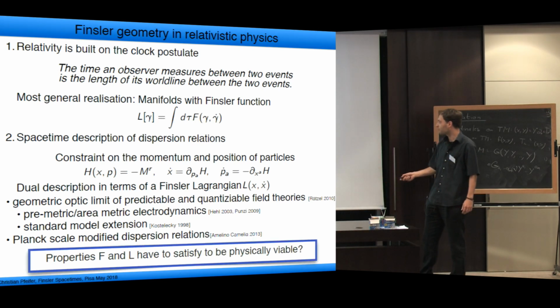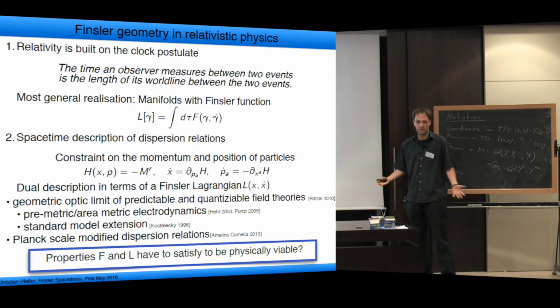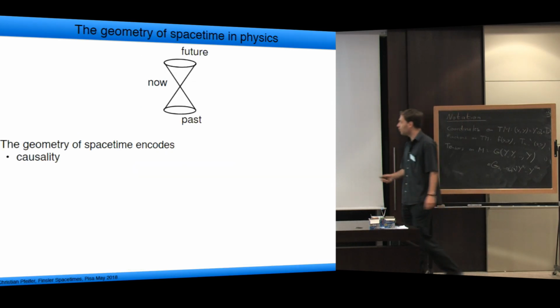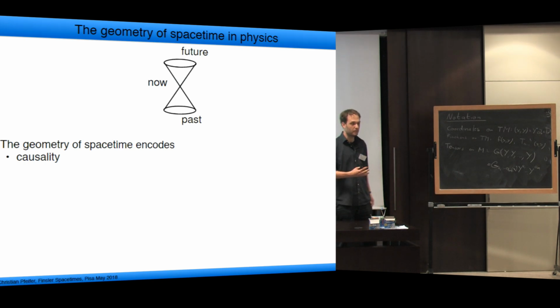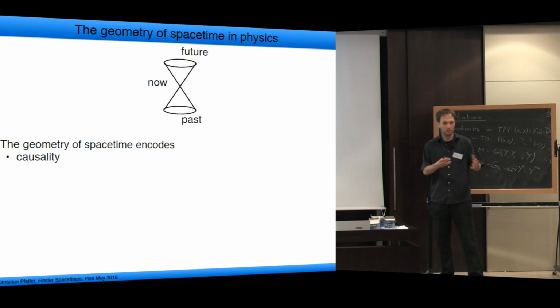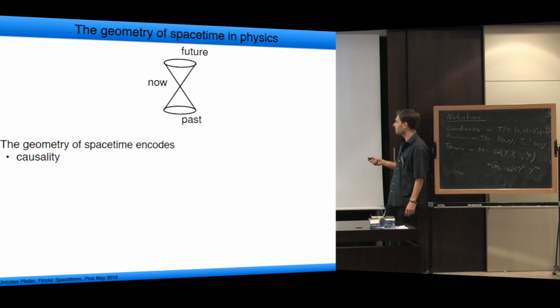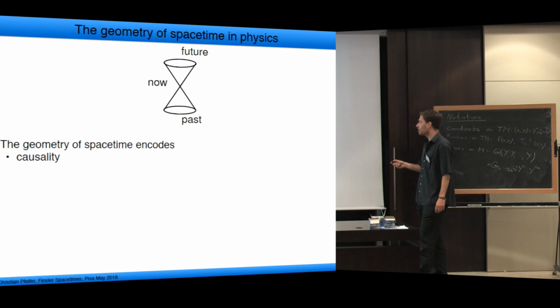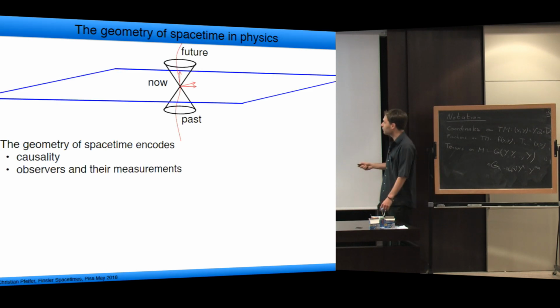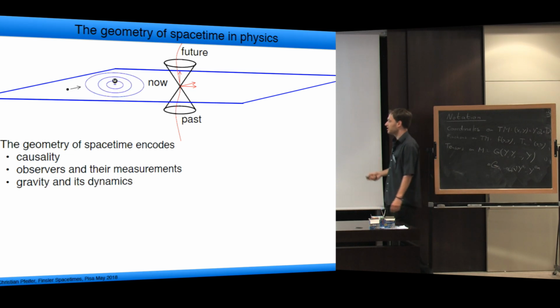And I want to discuss what kind of properties such a Finsler function or a Finsler Lagrangian must have to be physically viable from my point of view. And to do that, let me recall the role of the geometry of space-time in physics. It is threefold. Namely, that the geometry of space-time encodes causality. That was also discussed in the previous talk already. So from a point we call now the causal structure tells us which events in the future can be influenced and which events in the past influenced the events at this point. Moreover, the geometry of space-time models observers and their measurements, and gravity and its dynamics.